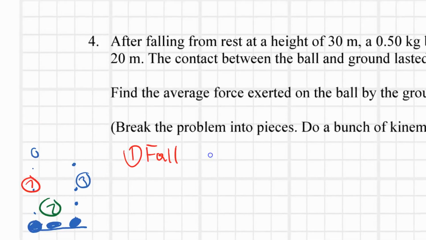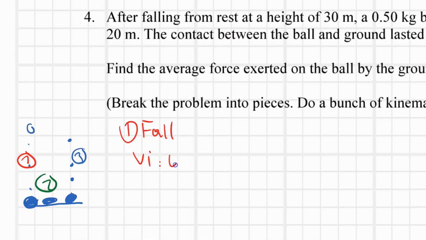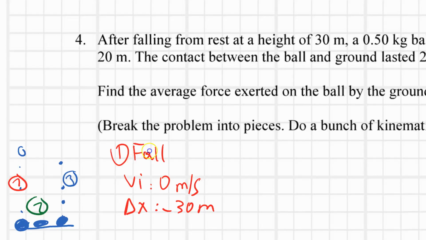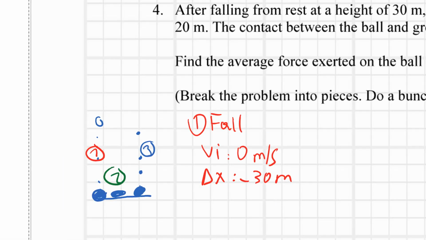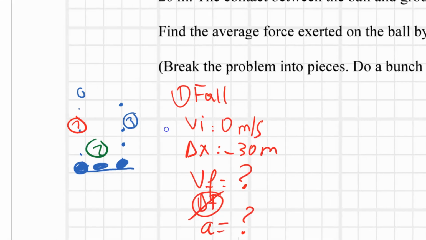So we note the initial velocity because it's falling from rest. So the initial velocity would be 0 meters per second. And we know the change in displacement will be negative 30 meters because it's going down, and they're saying it falls from rest at a height of 30 meters. So it's going from here down here. And the final velocity we don't know yet, we don't have the time, so we don't worry about that one.